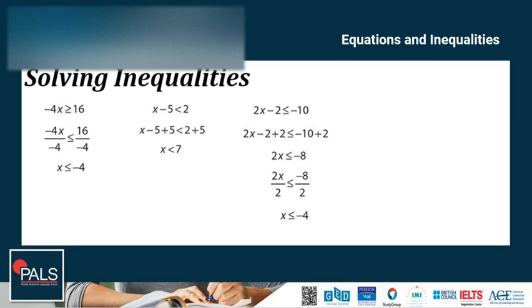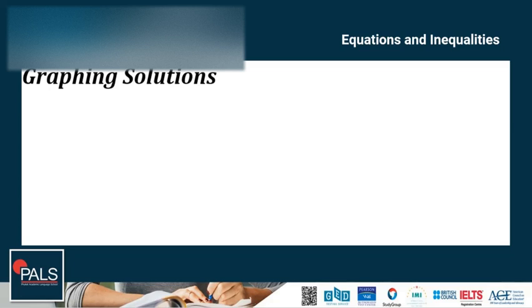Now let's proceed to graphing solutions, especially the solution for linear inequalities. Using the number line, all of the values of x that make a given inequality true can be shown by shading the region representing those numbers. In this process, an open circle, remember, is used if the inequality uses less than or greater than, while a closed circle is used if the inequality uses less than or equal to or greater than or equal to.